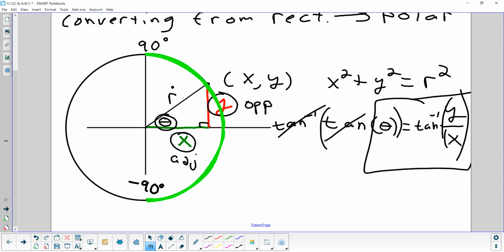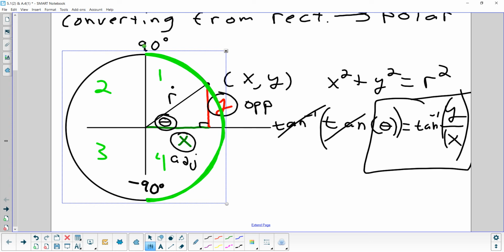The problem is that only covers half the circle. What if we had a coordinate in quadrants 2 and 3? Inverse tangent by itself would never give you an answer in those quadrants. So when we have a coordinate that ends up in quadrants 2 or 3, we're going to have to make a small adjustment to that formula to make it work in those quadrants. But it would work perfectly fine in quadrants 1 and 4. I'll show you in a second what the adjustment is.